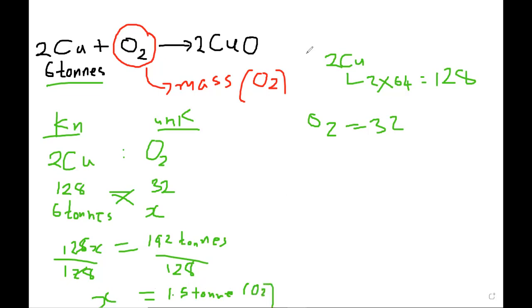Or if you're not comfortable with the tons, you can convert the tons to grams. The conversion scale is 1 ton is equivalent to 1 million grams. So you can use this conversion scale if you're not comfortable with the tons. So basically, that is how we calculate the mass in chemical equations using the law of conservation of mass.